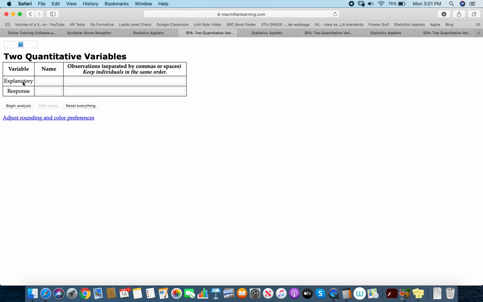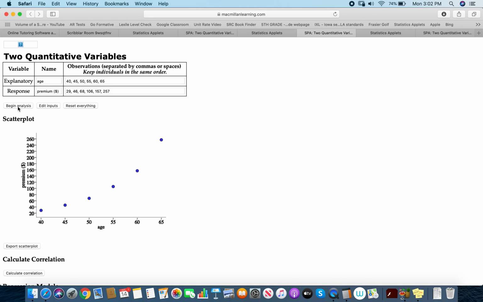So they're going to ask us first to calculate a quadratic model. So again, we're going to go to our applets, click on quantitative, and we're going to get this table again. Again, our explanatory and our response variables. Explanatory is what is causing what. And here, the premiums are going up because what's causing them to go up is the age of the person.